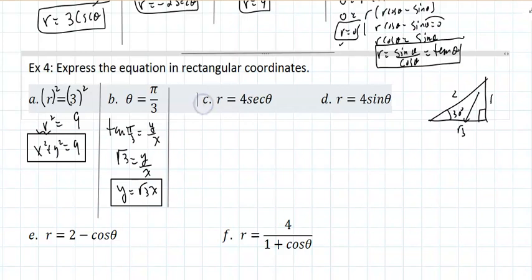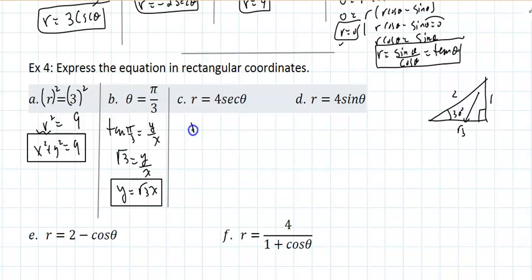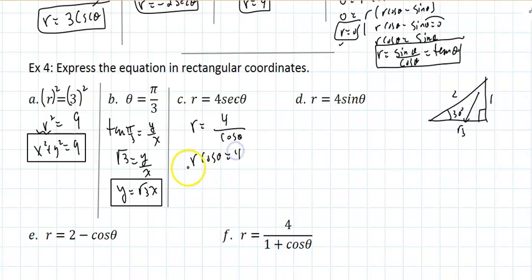Looking at this, converting from r and theta, there is no secant. I need sine and cosine, so I know what to do. I need to write this as a cosine. If I cross multiply, r cosine of theta equals 4, and there it is. I know that r cosine of theta is x, and that would be my answer. The deal is to eliminate r and theta out of the equation completely.